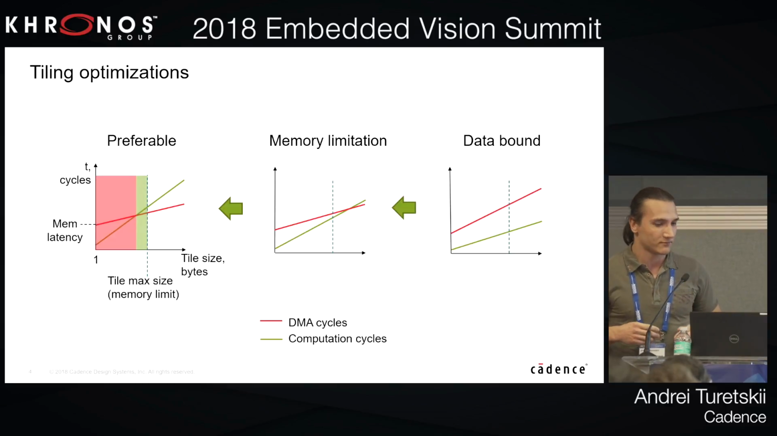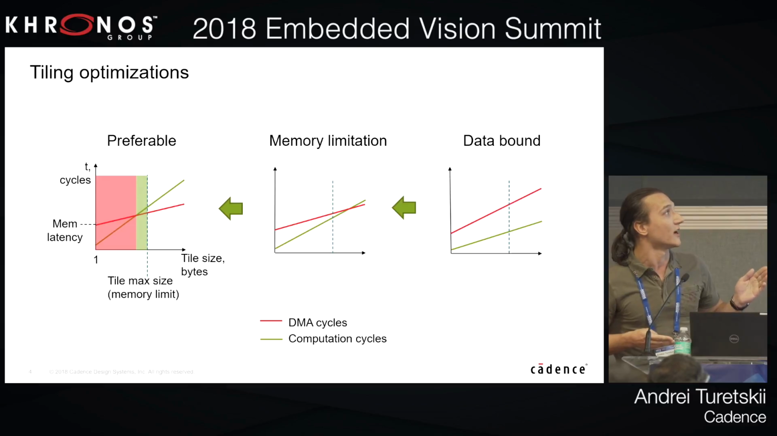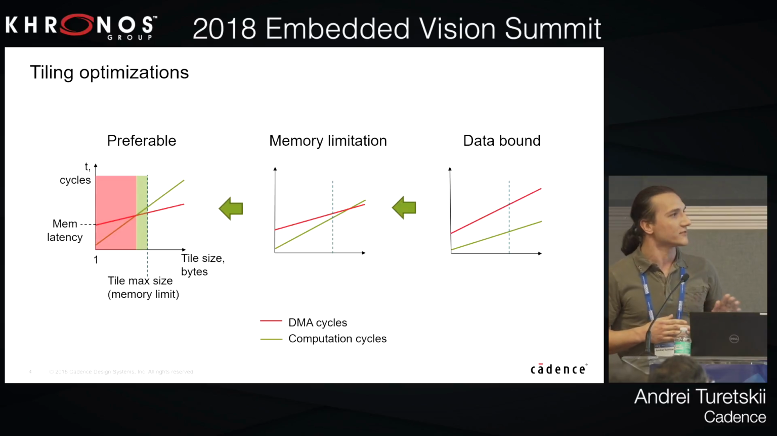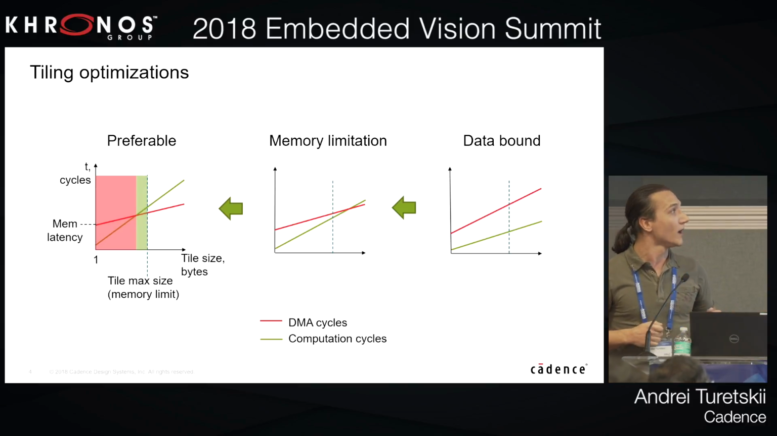Now we can draw some simplified charts which show us the dependency between tile size and DMA memory transfer time, which is the red line, and core computation time, which is the green line. Of course, it's very simplified because in real life there are not straight lines there, but more complicated functions. But as a model to show how we can improve tiling, it works just fine.